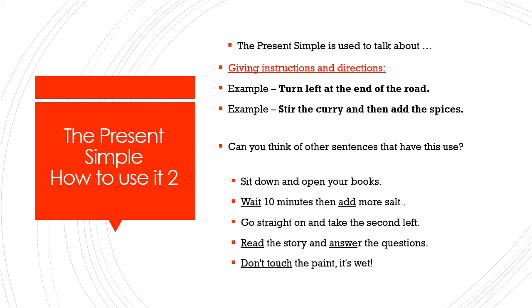So here are some answers. There we go. Your teacher might say to you, sit down and open your books. That's an instruction. Or in a recipe, it could say wait 10 minutes and then add more salt. Or go straight on and take the second left. There's a direction. Read the story and answer the questions. That's instructions. Sometimes your teacher might say it, or they might send it to you in an email, or it's in the book. Or don't touch, the paint is wet. All of the verbs are underlined there, and they're all using the present simple.